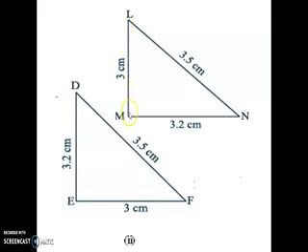Similarly, this side LM is the corresponding side of EF, since these two sides are equal, and the opposite angle of this EF is angle D, and the opposite angle of this LM is angle N. So this angle D and angle N are corresponding angles. This much is enough in this class, children. Thank you.